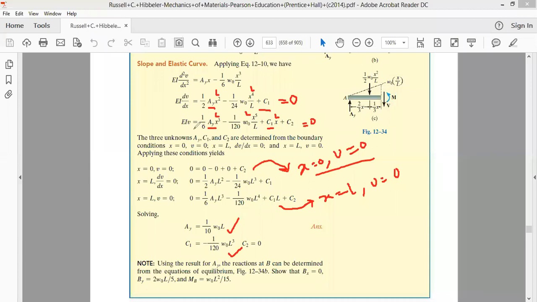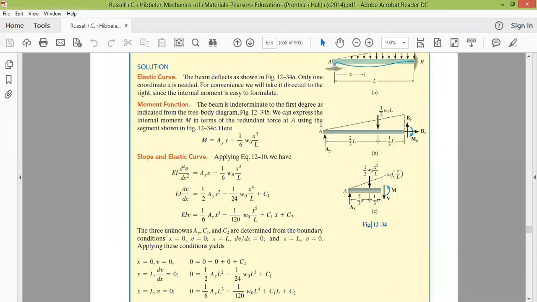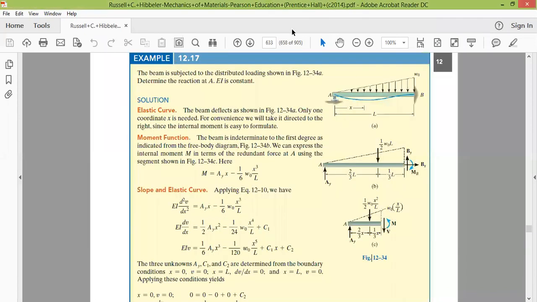So solving this question, you have obtained the equation of the deflection curve. You have obtained the value of AY or RA. So what is this AY or RA? AY or RA is the reaction at end A. This is what you have to do. For this type of beam, we have found the reaction at end A. We have also found the equation of the deflection curve while the beam was statically indeterminate.